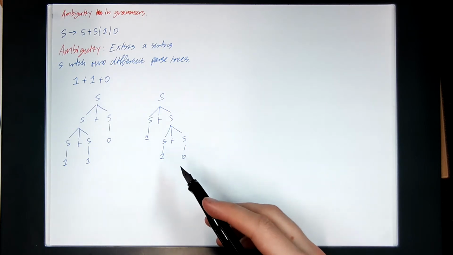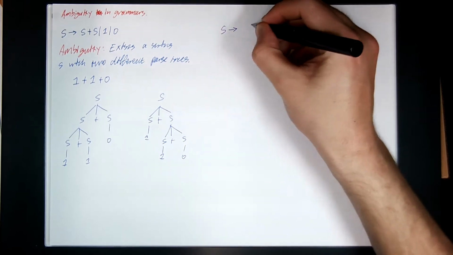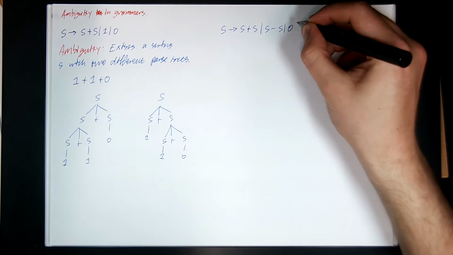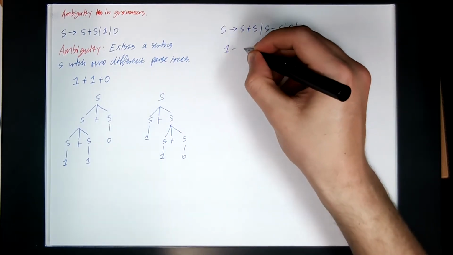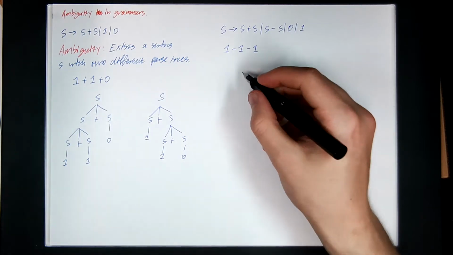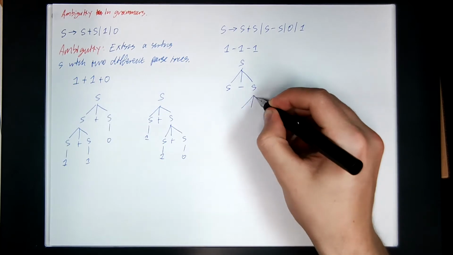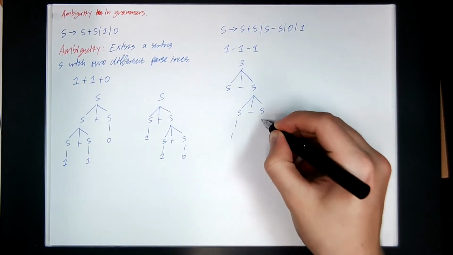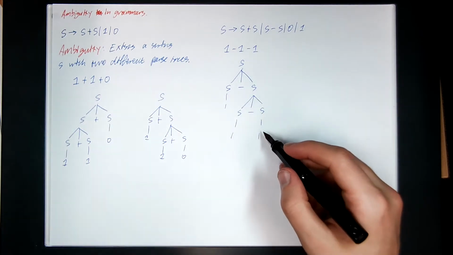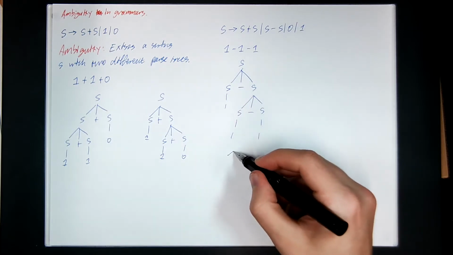But suppose instead we wanted subtraction. So maybe we add subtraction to this. So S can go to S plus S, or S minus S, or 0 or 1. If I have the string 1 minus 1 minus 1, how should I interpret this? Well, because I can create two different parse trees in a similar way to what I did before, S minus S, S minus S, 1, 1, 1. If I try to evaluate this expression using this parse tree, what would I get? So 1 take 1 is 0, and 1 take 0 is 1.